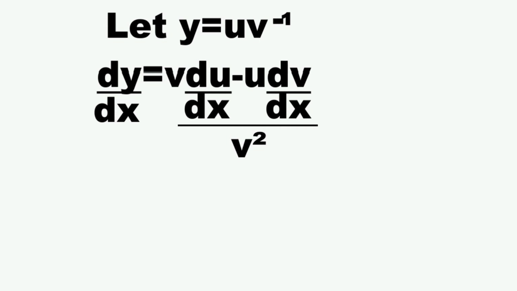To summarize this, the quotient rule states that the derivative of dividing two functions is equal to the divisor times the derivative of the dividend, minus the dividend times the derivative of the divisor, over the square of the divisor.